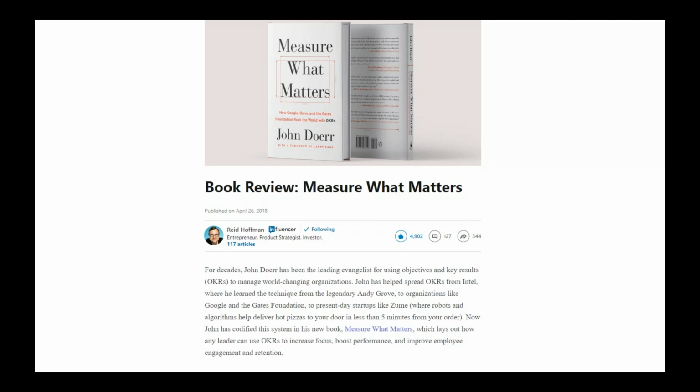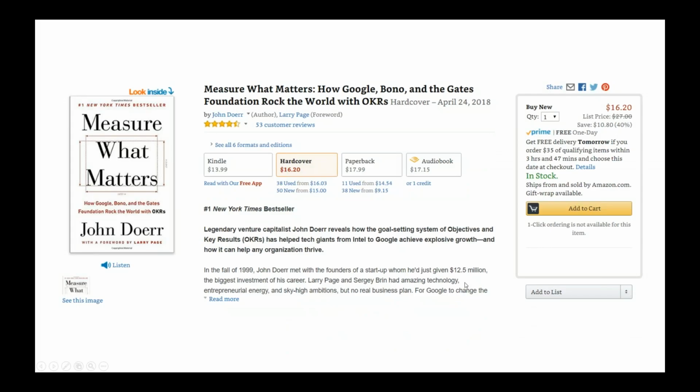He works at another venture capital firm. He doesn't work with John Doerr. So this is quite an endorsement, just saying this other venture capitalist wrote this amazing book that I think all of the portfolio companies that he invested in are reading.